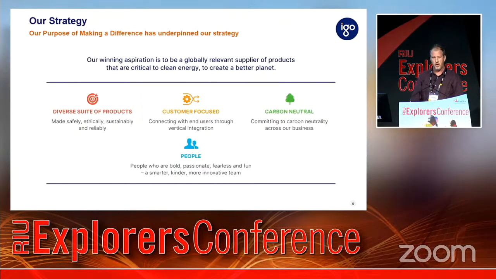underpinned by our strategy, which is to be a globally relevant supplier of metals which are critical to clean energy. Further to this, we want to produce a diverse suite of products made ethically, safely, and sustainably. We have a strong customer focus through vertical integration into downstream processing, such as nickel sulfate and lithium hydroxide. And obviously with the 49% acquisition of the refinery at Kwinana, that's a demonstration of that. And then lastly, we want to be a carbon neutral company, and we're committed to a net zero target by 2035. So how are we doing things like that?